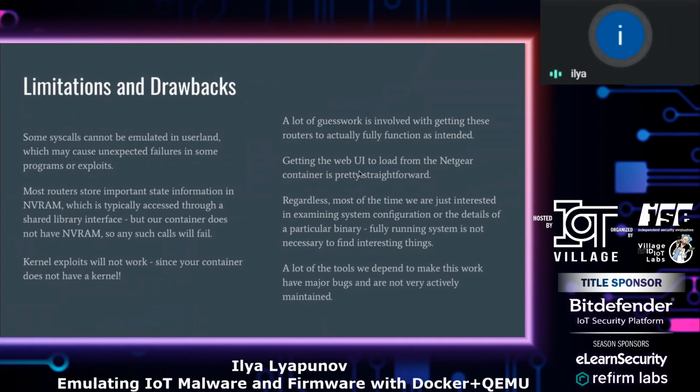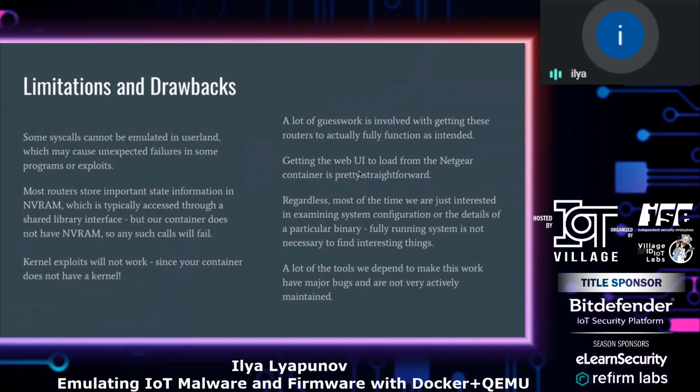Another important thing to think about, especially if you're doing this for a CTF or if you're doing exploit development and you're working on an exploit where part of the chain is going to be privilege escalation through a kernel vulnerability, well, you're not going to get that because you are not running on the actual kernel that the target device is going to be on.